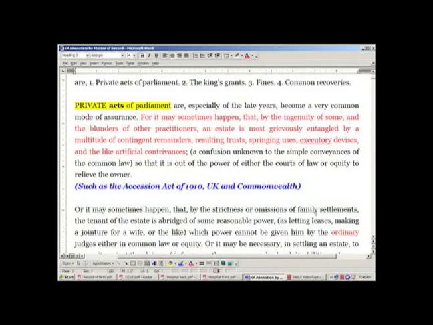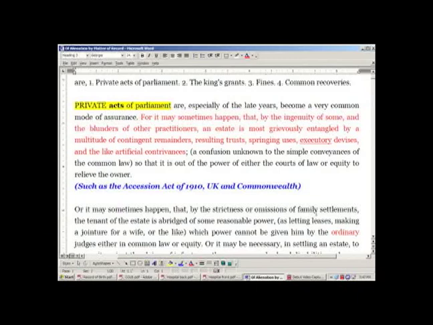Private acts of Parliament are, especially of the later years, become a very common mode of assurance. For it may sometimes happen that by the ingenuity of some and the blunders of other practitioners, an estate is most grievously entangled by a multitude of contingent remainders, resulting trusts, springing uses, executory devices, and the like artificial contrivances, a confusion unknown to the simple conveyances of common law, so that it is out of the power of either the courts of law or courts of equity to relieve the owner.